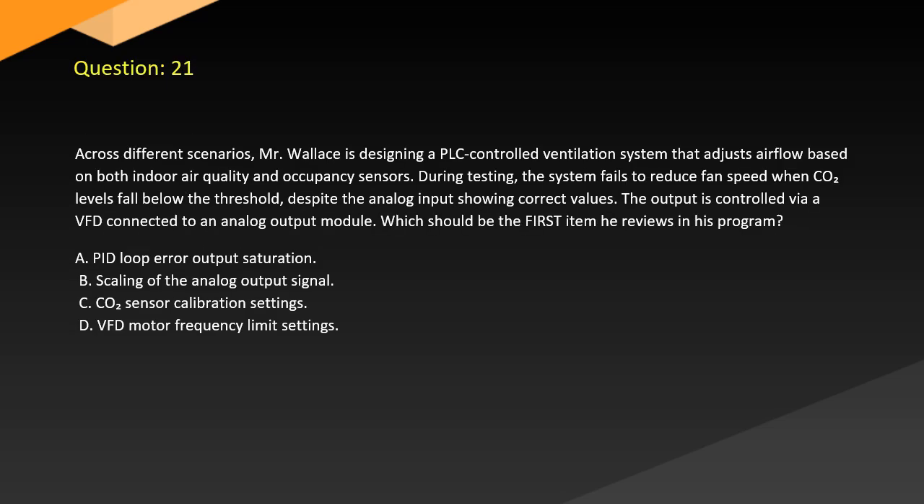Question 21. Across different scenarios, Mr. Wallace is designing a controlled ventilation system that adjusts airflow based on both indoor air quality and occupancy sensors. During testing, the system fails to reduce fan speed when CO levels fall below the threshold, despite the analog input showing correct values. The output is controlled via a VFD connected to an analog output module. Which should be the first item he reviews in his program?